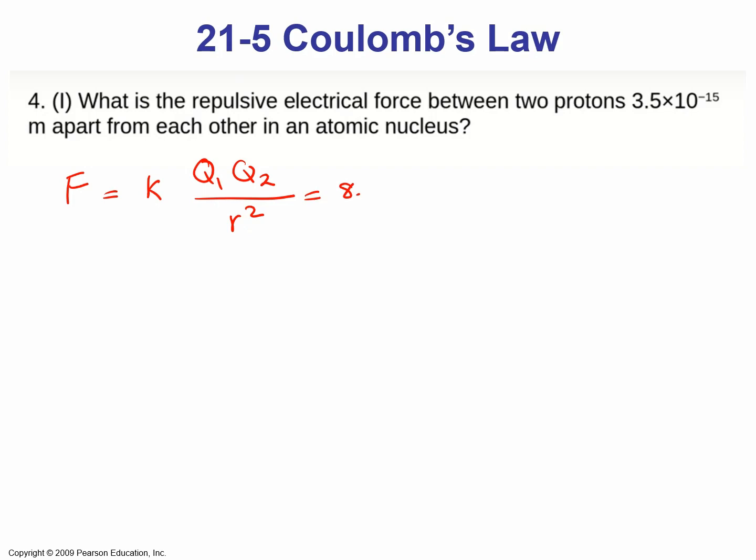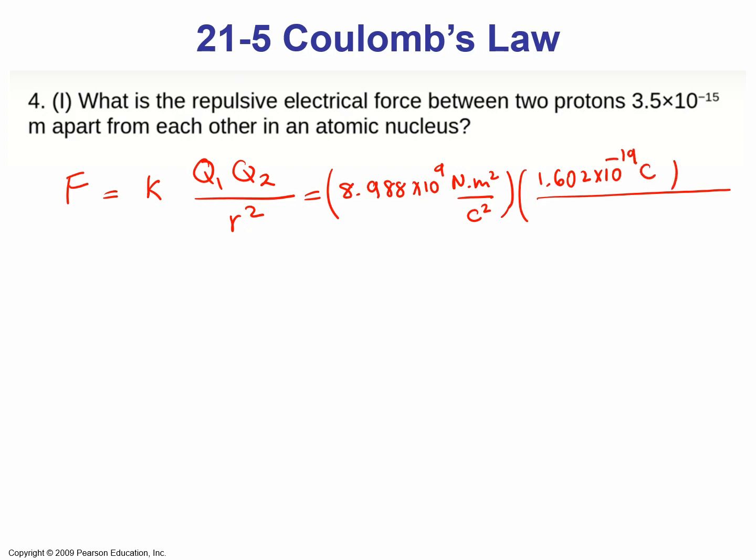So K is 8.988 times 10 to the power 9 newton meter squared divided by coulomb squared. And the two charges Q1 and Q2 are equal, and their charge is equal to the charge of an electron, but positive. So in the numerator we have 1.602 times 10 to the power minus 19 coulomb, and this is squared because we have two equal charges Q1 and Q2. And in the denominator we have 3.5 times 10 to the power minus 15 meter, everything squared. If you do the mathematics, we will have F equals 18.83 newton, almost 19 newton.